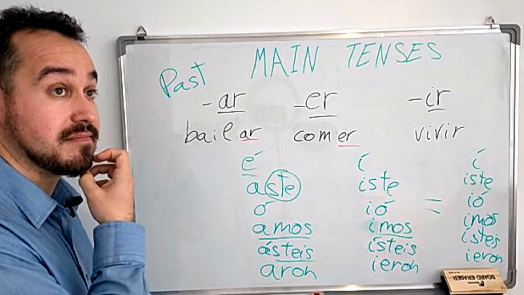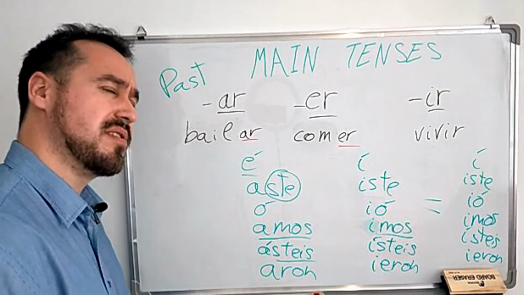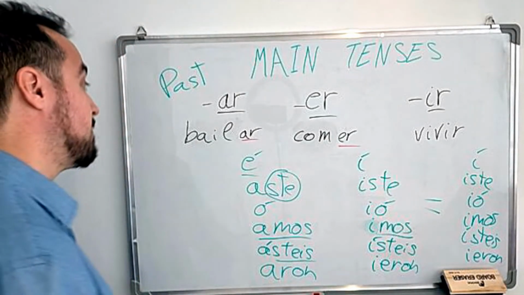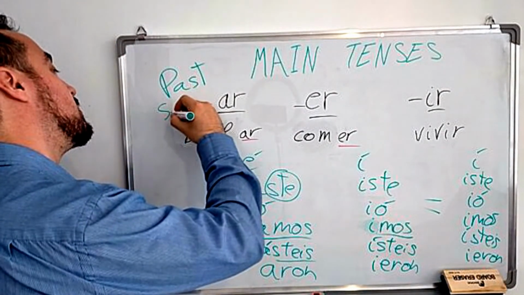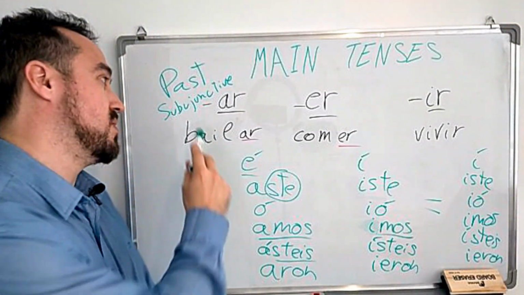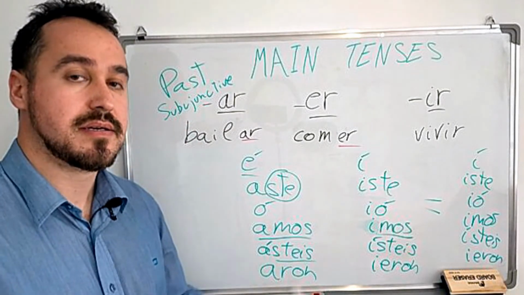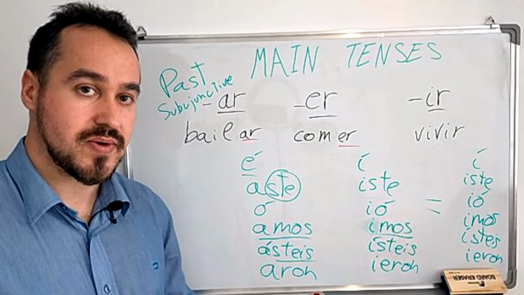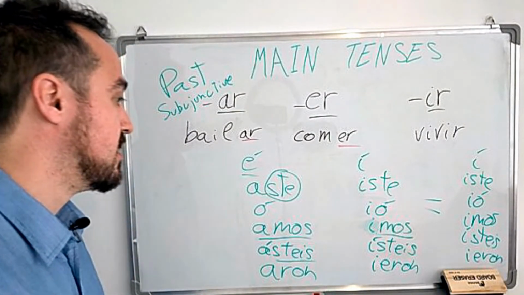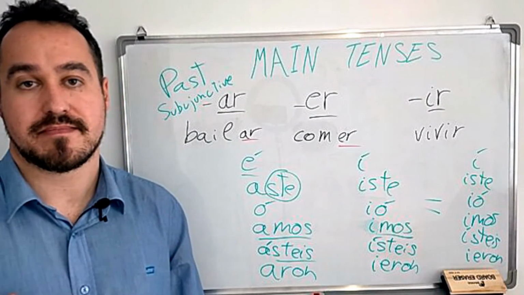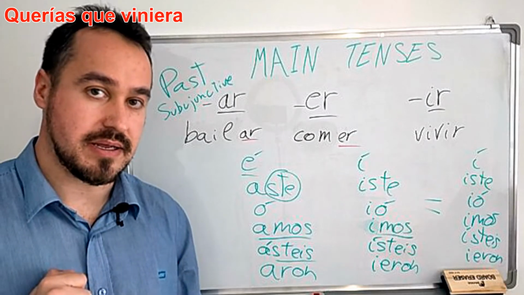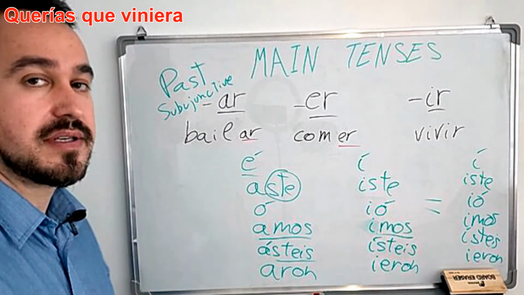Now, very easy. What I'm going to explain now, well, it's not easy actually. So now I'm going to talk about past subjunctive. I'm going to type it here. Subjunctive. When are you going to use this particular tense? Basically, in a secondary clause, when the first clause is not a present tense verb. For example, I wanted you to come. So, querías que vinieras. So how do you form this particular tense?